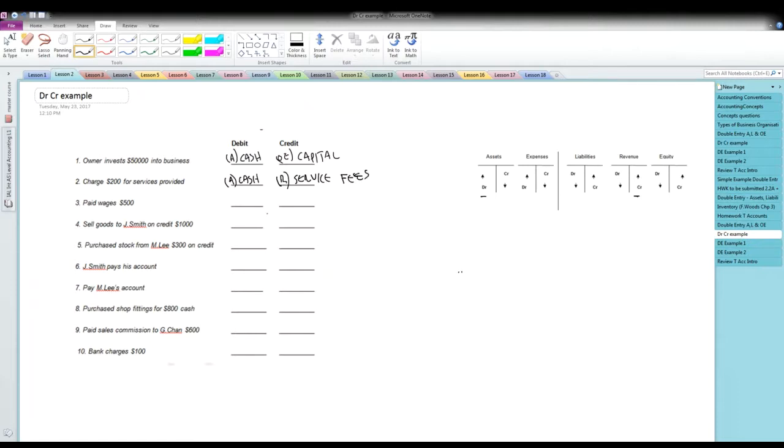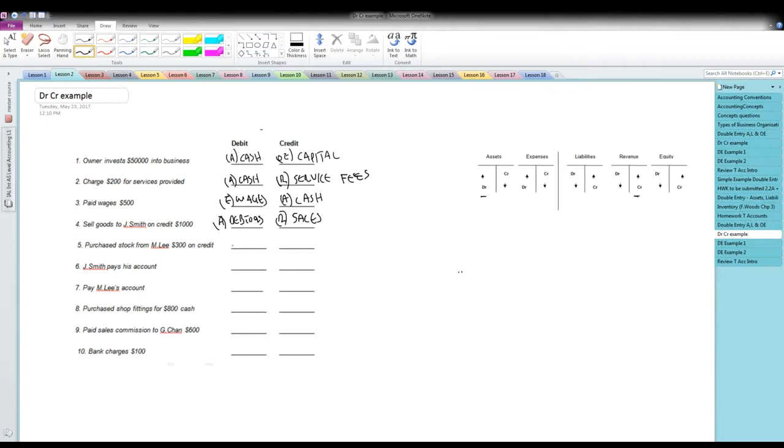Paid wages, $500. We have a debit to the expense of wages because that's increasing. We have a credit to the asset of cash because that's decreasing. Sell goods to J. Smith on credit, $1,000. So we have a debit to the asset of debtors, which is increasing. We have a credit to the revenue of sales, which is increasing.